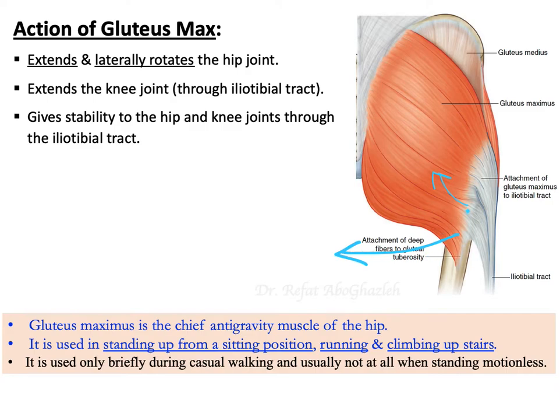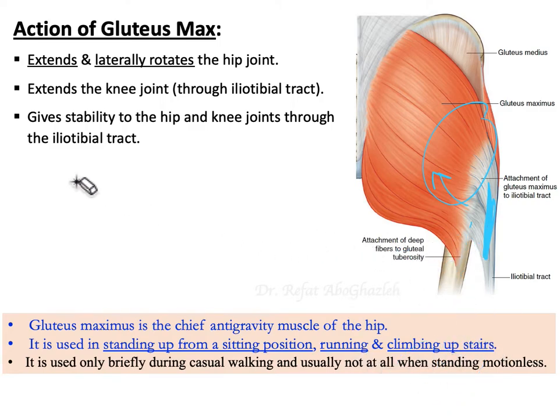This is number one. It extends, and because it is attached to the gluteal tuberosity and the iliotibial tract, once contracted, it moves the femur laterally. So it extends and laterally rotates the hip joint. Plus, because it inserts in the iliotibial tract, when contracted, it extends the knee. So it extends the knee and gives stability for both the hip joint and the knee joint.